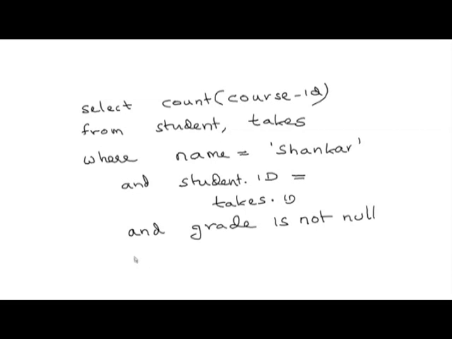On top of this, supposing we want to find courses which Shankar has passed. We want, in other words, to further eliminate courses which Shankar has failed. How do we know fail? Let's assume that grade is equal to the character F for failed courses. So we want to eliminate those. We will say and grade is not equal to.